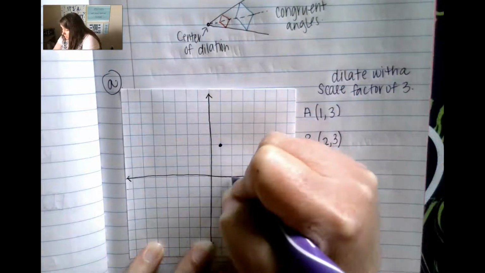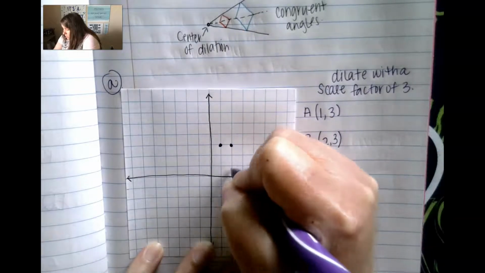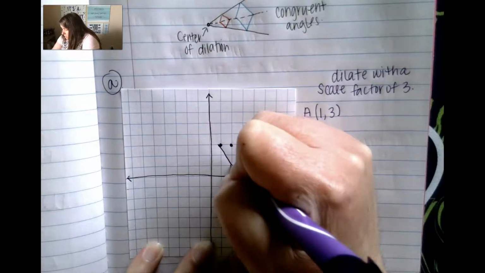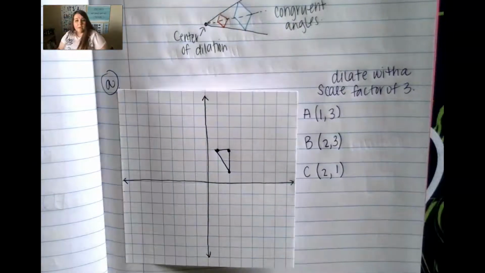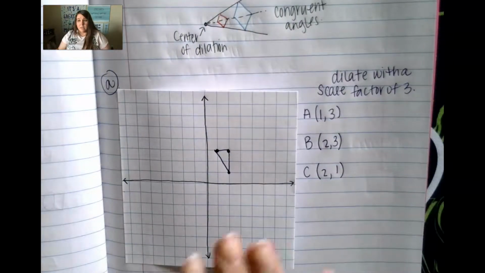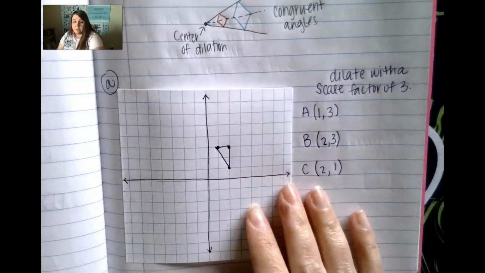Well, I guess so. Over 2 to 3. And then the last one is 2, 1. So over 2, up 1. So the triangle that we have looks like this. Okay. Now they want us to enlarge this, or dilate it, with a scale factor of 3.